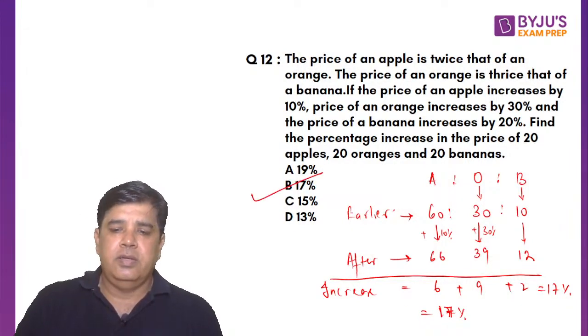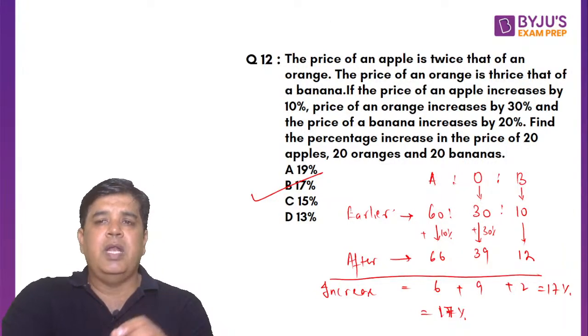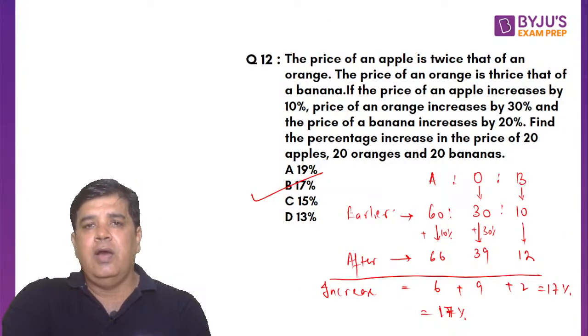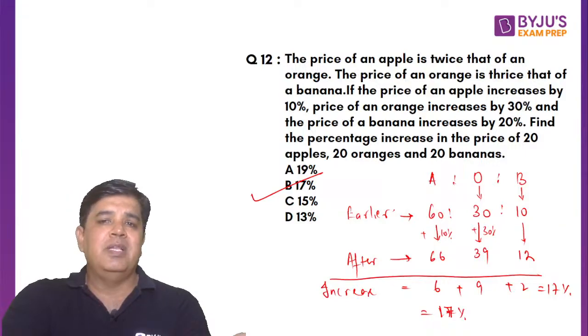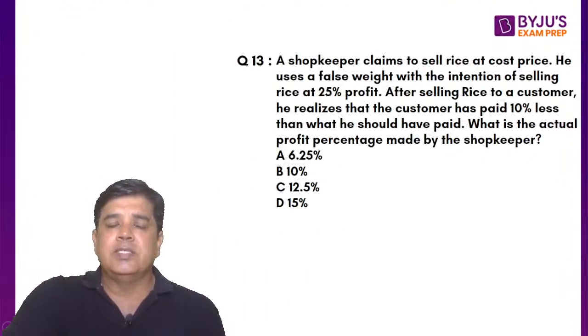Answer is B part, 70. Right, so simple. Just assume that price of banana is 10, after which orange is 30, apple is 60. Increase them percentage wise, you will get the answer.